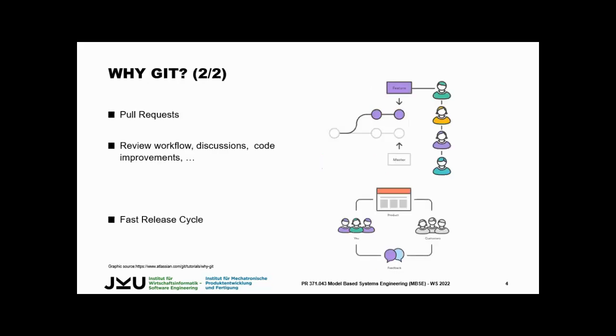So you have different pull requests. You can review your workflow. You can make also discussions on your code, on your improvements. And based on these advantages, you have fast release cycles. So the main purpose where Git was developed is in software development, but it is also usable for all the other things where we want to collaborate with different versions of different files.